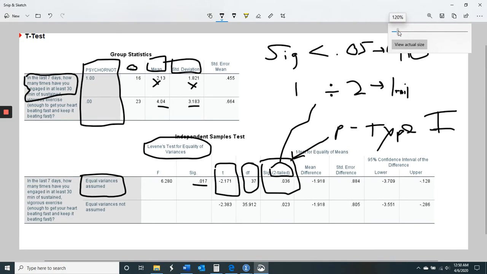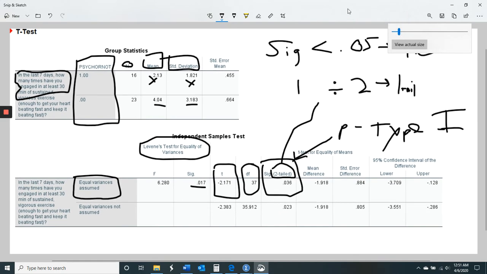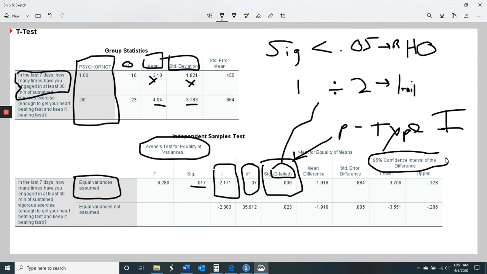Let me sort of refocus this here. So that's much of the information that you need. There's one other piece of information you need, and this is that we have the 95% confidence interval. So we have the upper part of it, and we have the lower part of it right here. So this is all the stuff that you need.